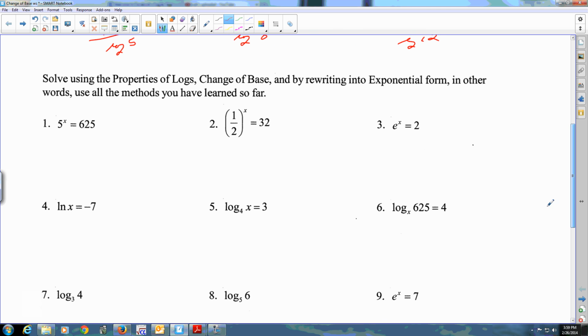All right. Here, it's kind of like a free-for-all. Do what you got to do to solve this sucker, using any of the methods and strategies you guys have seen so far. So here goes. When in doubt, translate it.